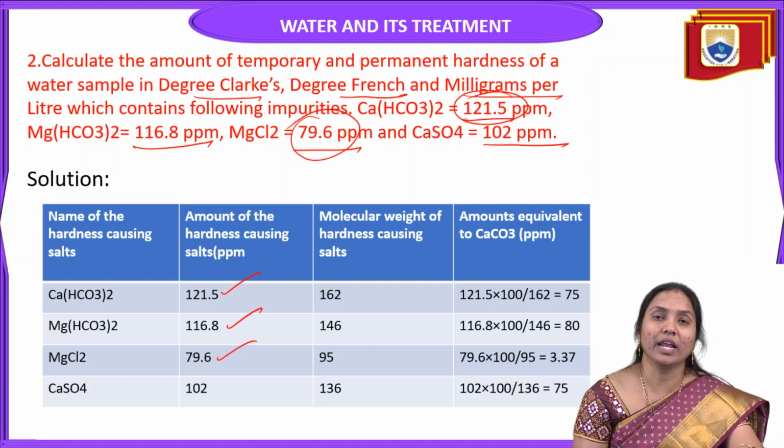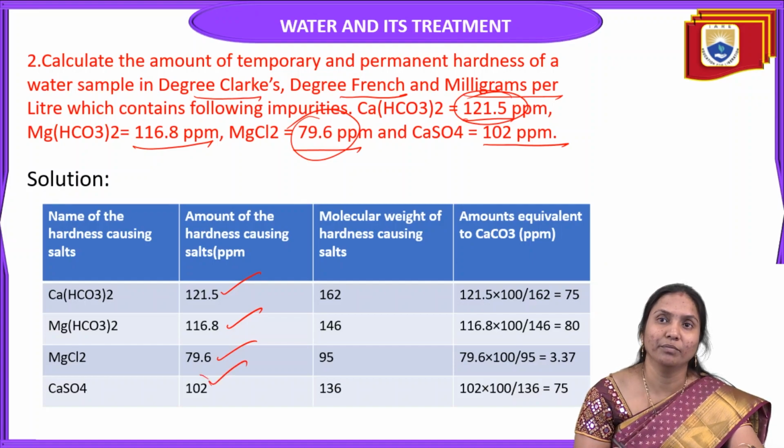79.6 and calcium sulfate present in that given water is 102 ppm. So the weights of hardness causing salts present in water, calcium bicarbonate, magnesium bicarbonate, magnesium chloride and calcium sulfate, are 121.5, 116.8, 79.6 and 102. So what are the molecular weights of these hardness causing salts present in water?